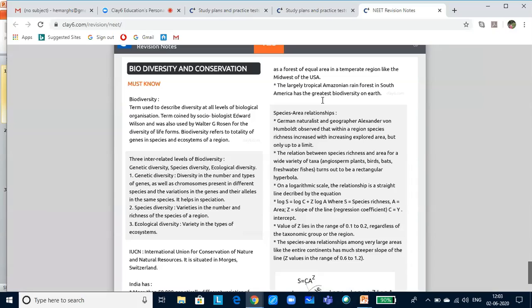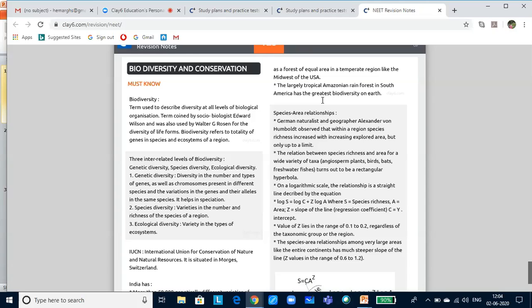Biodiversity and Conservation. The term biodiversity was popularized by the social biologist Edward Wilson. Biodiversity is the heterogeneity existing at different levels of biological organization in a biosphere.